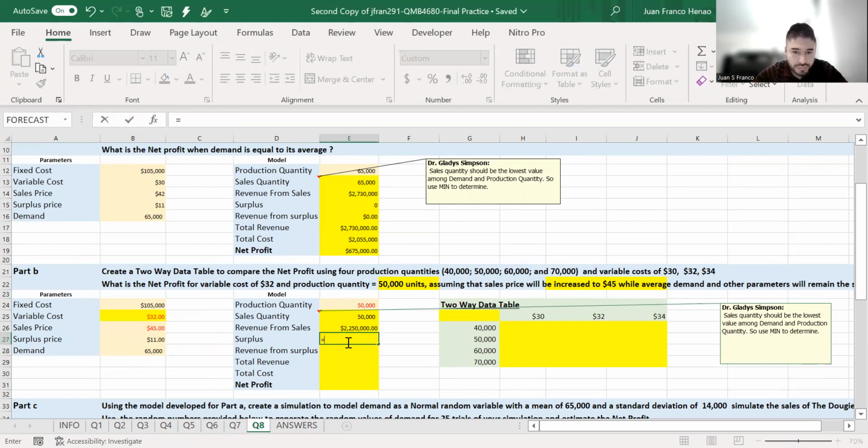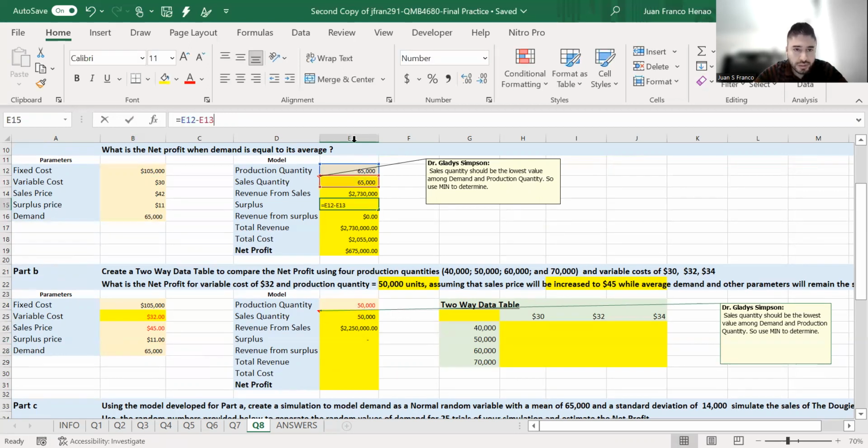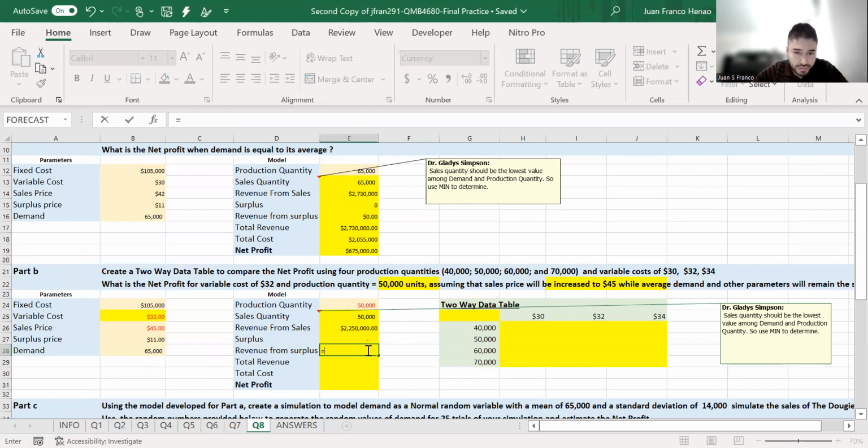Now the surplus would be the production quantity minus sales quantity. Let's go and check how we did it in the previous part. Yep, we did it the same way. It is correct. Now revenue from surplus.